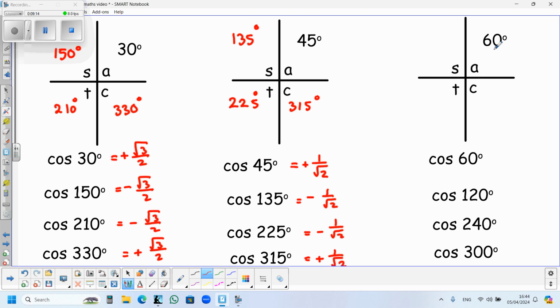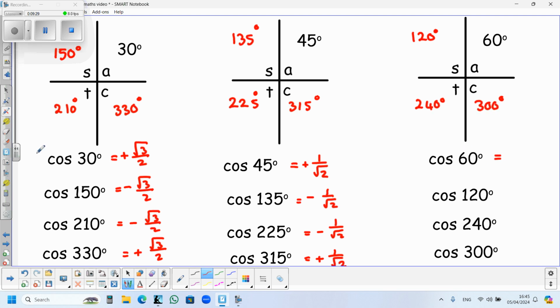So last one here, we've got 60 degrees. 180 minus 60 is 120 degrees. 180 plus 60 is 240 degrees. 360 minus 60 is 300 degrees. That's all the angles repeated again.